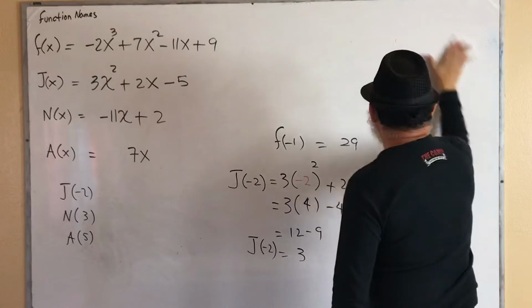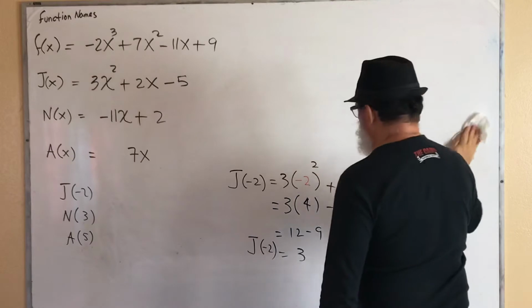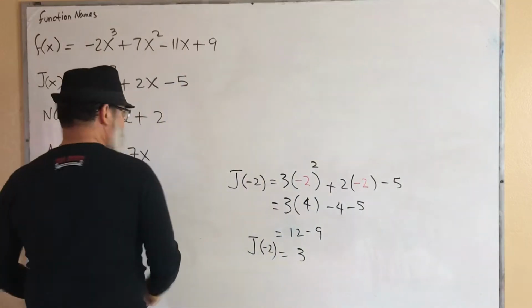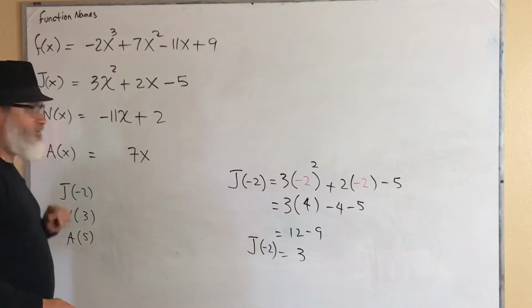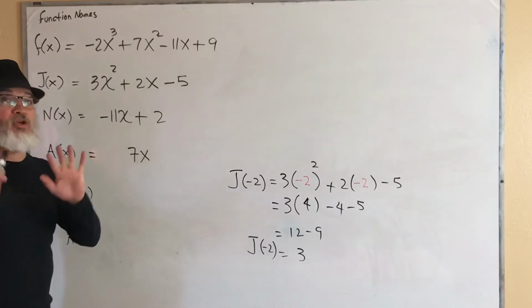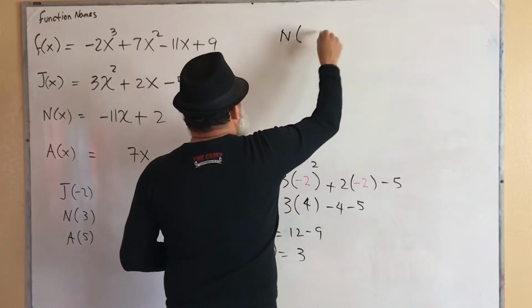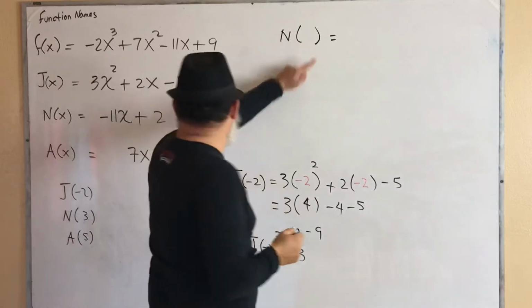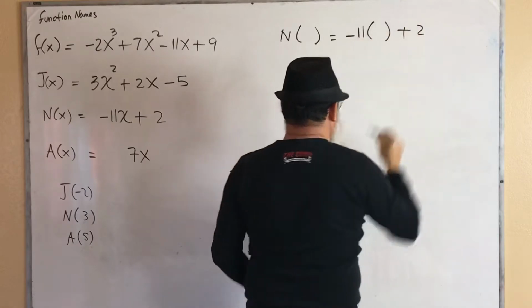There we go. And Norma. Yeah, Norma. Norma of 3. That's Norma. Norma of x. Norma takes x, multiplies times -11, and then adds 2. That's what Norma does. Norma of whatever this is. -11 times whatever that is, plus 2.